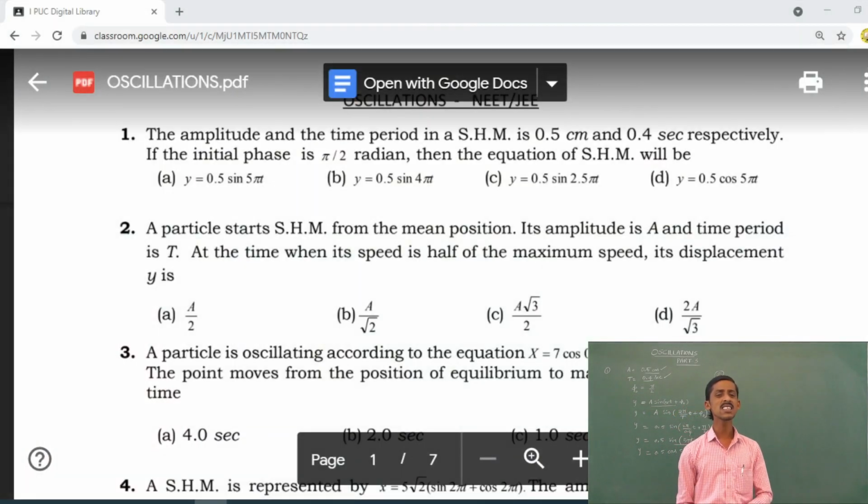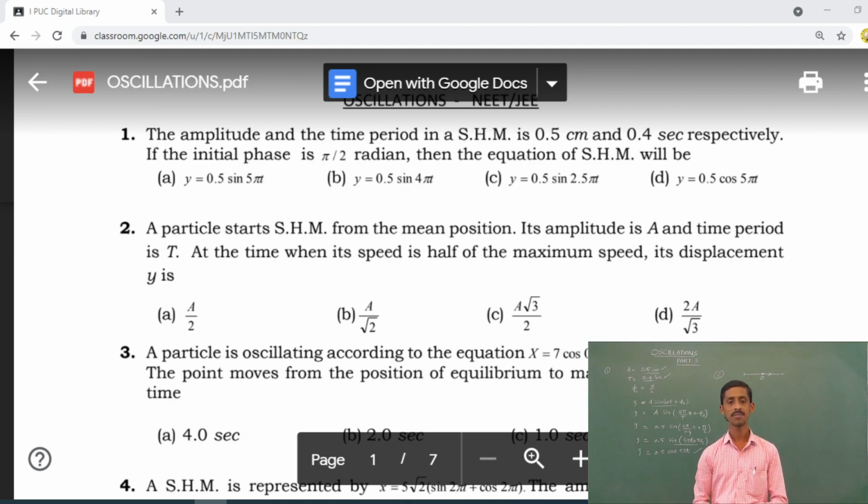A particle starts SHM from the mean position. Very clear. The particle starts from the mean position and is moving from the mean position. Its amplitude is A and time period is capital T.